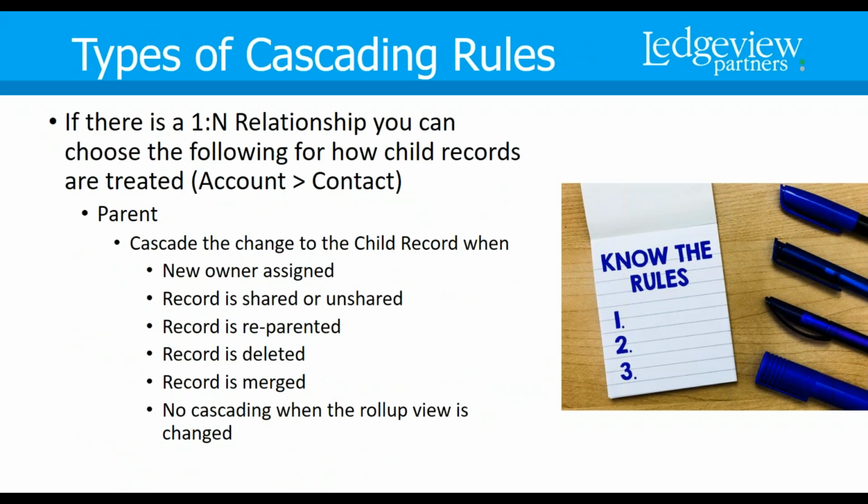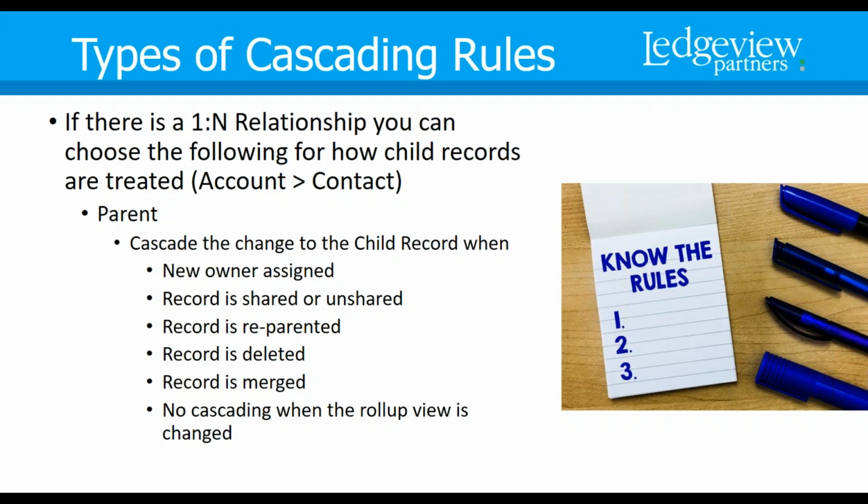And I'm going to go into Dynamics and show you how all of this works together and how you can change these and update these. But here's an example. If there is a one-to-many relationship, you can choose the following for how child records are treated. So if we go account to contact. So a parent, so there's various different ways. A parent, this is how it's set. This is the way it's always going to be. So cascade the change to the child record when a new owner is assigned, the record is shared or unshared, reparented, deleted, merged. No cascading when the roll-up view is changed. Okay. Parent is just flat out the same.